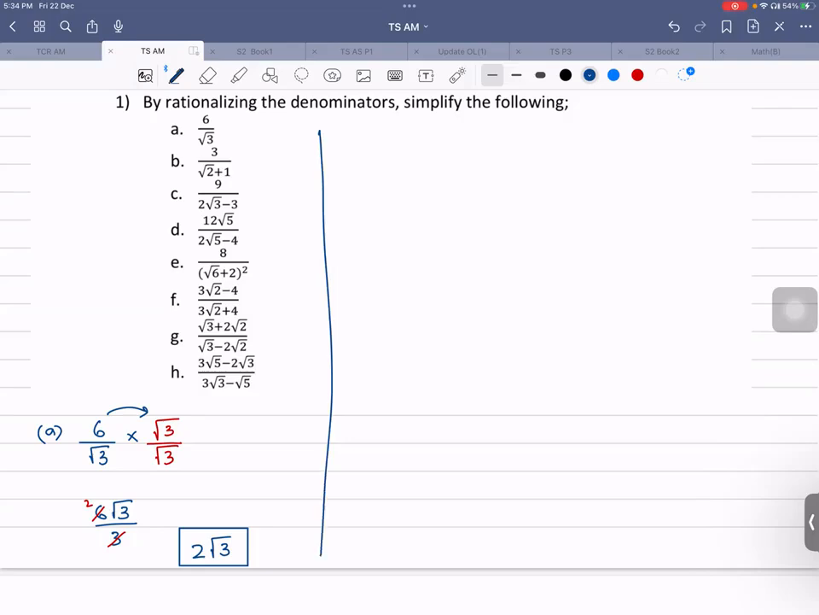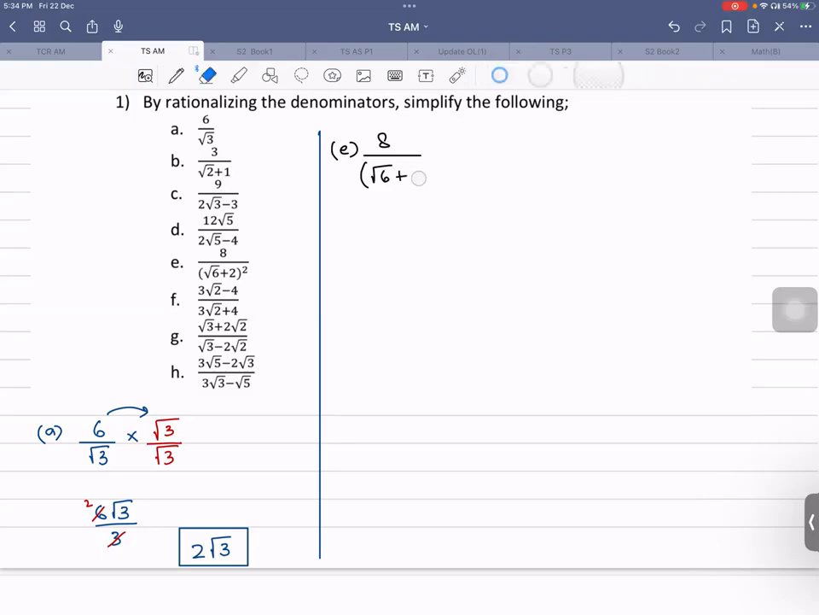Let's do one more part. Part E. 8 upon square root 6 plus 2 whole square. I cannot rationalize right now unless I simplify the denominator first. And how exactly am I going to simplify the denominator?